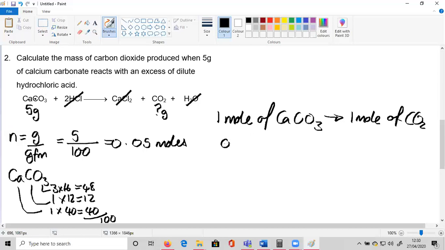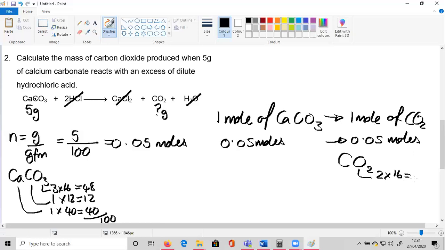So we've got 0.05 moles will become 0.05 moles because they're the same, 1 to 1. So if only we knew what 1 mole of carbon dioxide was, we could find out how much 0.05 moles is. Well, you guessed it, we are going to do carbon dioxide and work out its gram formula mass, which is the mass of 1 mole.